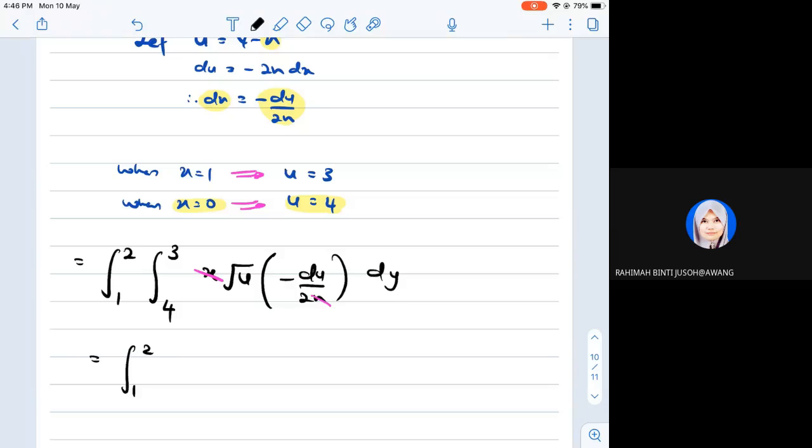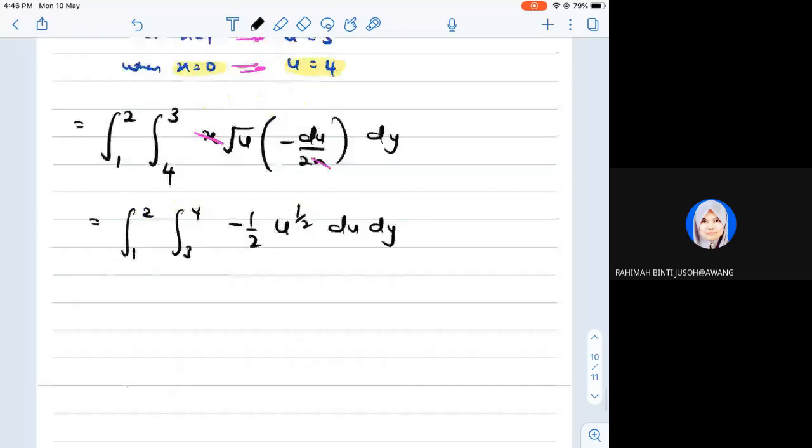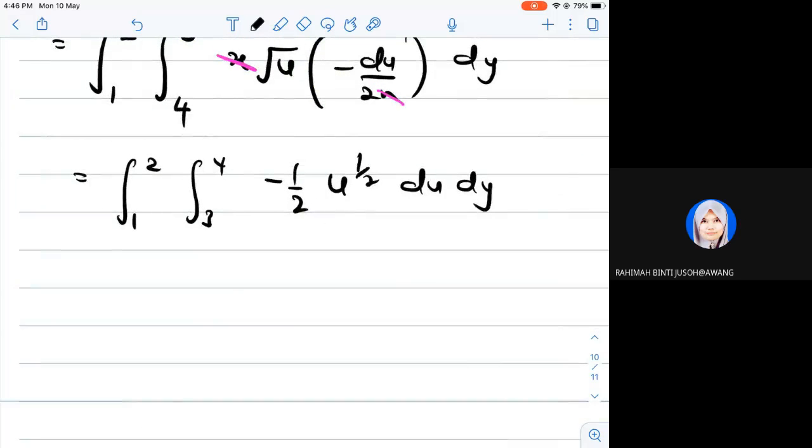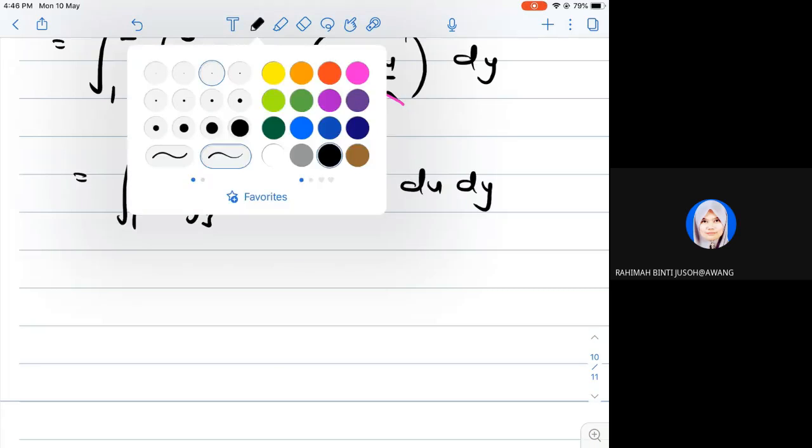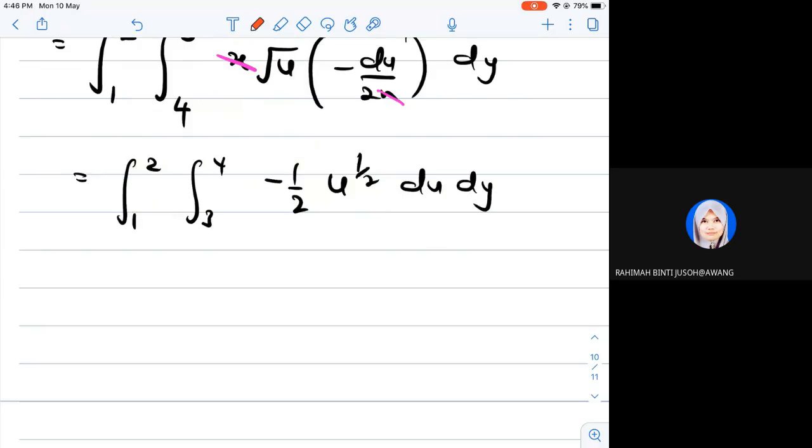Negative 1 over 2. Dia jadi U square root, dia jadi 1/2 lah. Du dy. Macam tu. So sekarang ni lebih mudah sebab kita nak integrate U to the power of half sahaja. So 1/2 ni guys jadi apa? Bila integrate 1/2 tambah 1 isn't it? So dia jadi 3/2. So bila integrate, you akan dapat from 1 until 2.